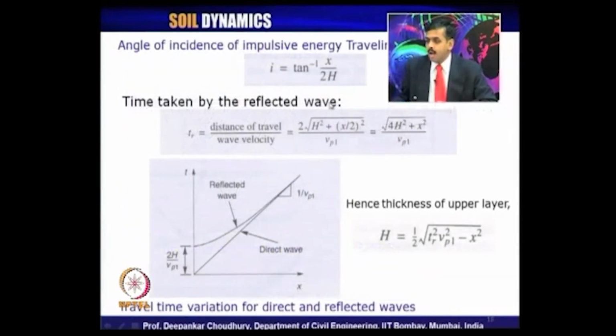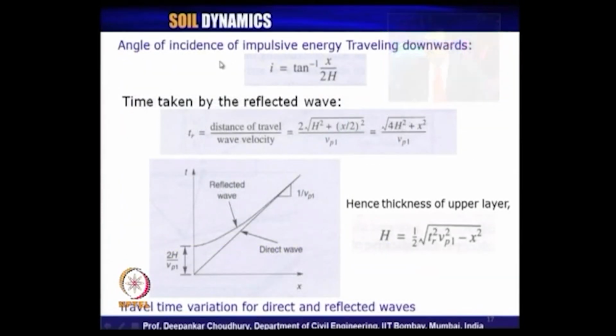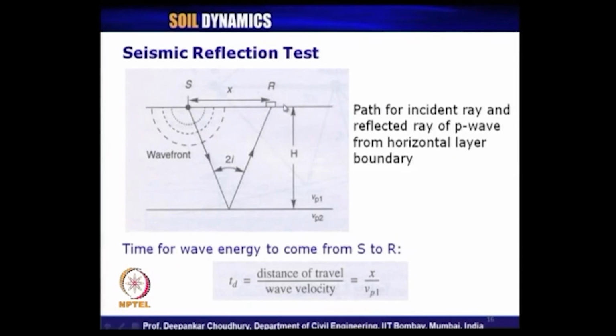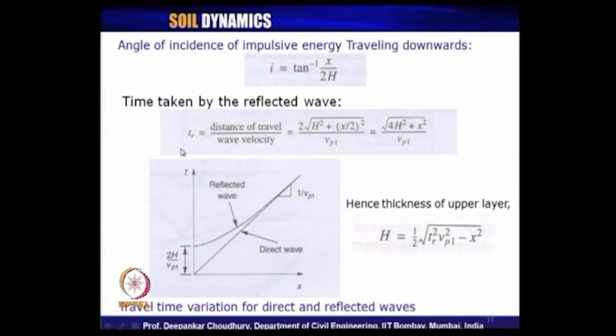Vp1, and the angle of incidence of the impulsive energy travelling downwards, that I can be expressed as tan inverse x by 2h, which is very simple from this triangular distribution. From the geometry we can write it very easily.